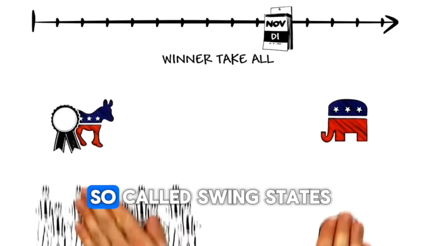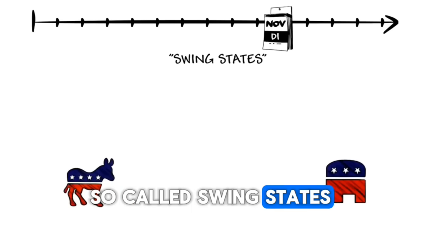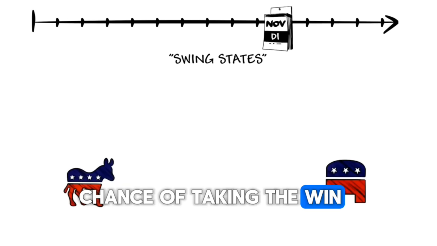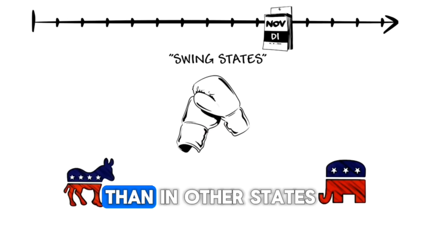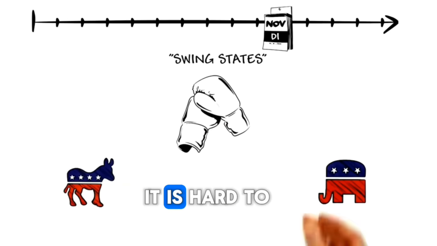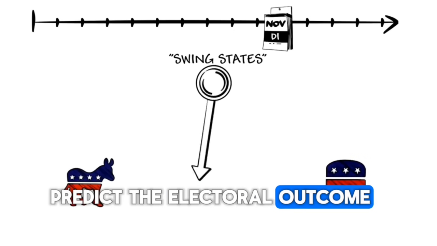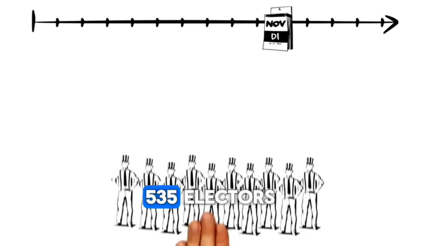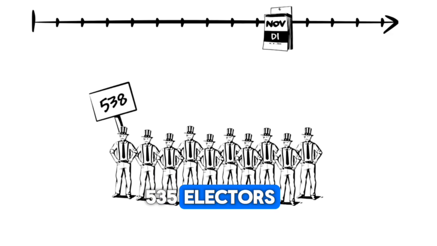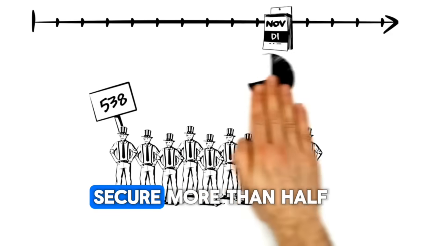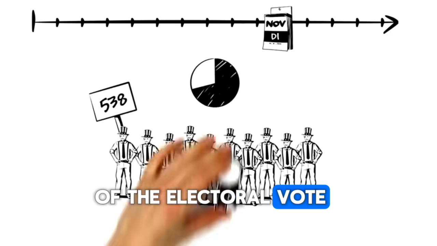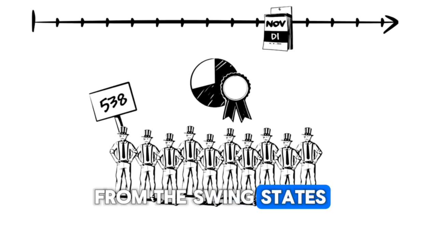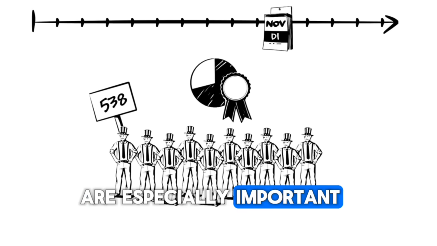This is why in so-called swing states, states in which both parties have an equally high chance of taking the win, candidates are campaigning harder than in other states. It is hard to predict the electoral outcome pre-election in these states. There is a total of 535 electors. The candidate who can secure more than half of the electoral vote has won the election. This is why electors from the swing states are especially important.